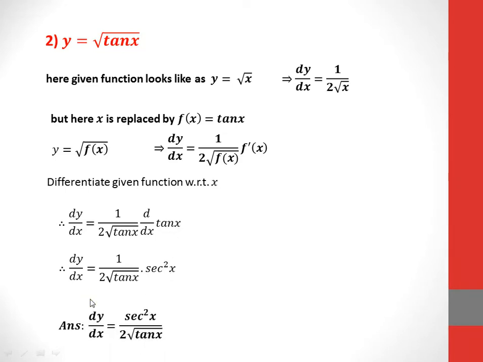So the final answer can be written as dy by dx is equal to sec square x upon 2 root tan x. So remember here, the given function is root tan x. It looks like y is equal to root x, and you must know that dy by dx is 1 upon 2 root x. Then we can apply the chain rule like this. Okay, so this is a very important concept to understand the working of the chain rule. Now let us consider another example.